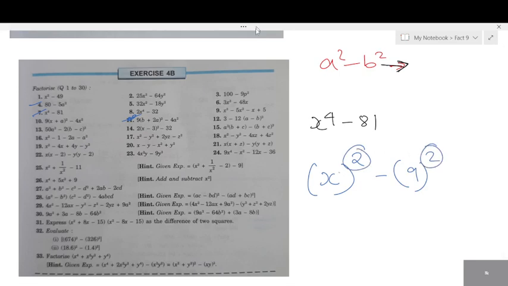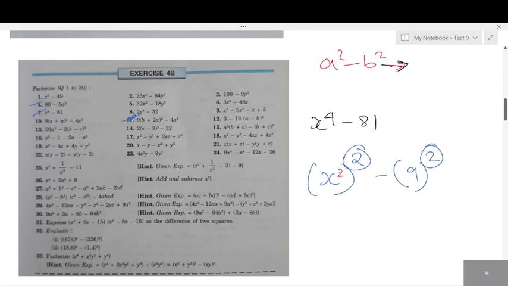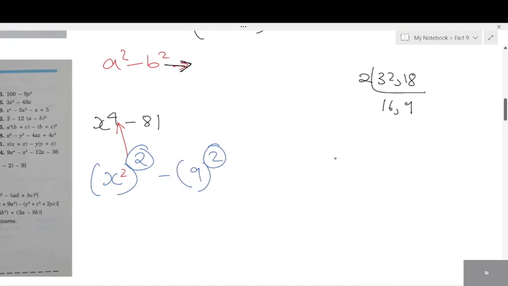See, outside there is 2 here and 2. Inside, what should I write? So that, yes, inside I should write a square, so that when I multiply, are we getting 4? Right? If you multiply, we are getting 4.